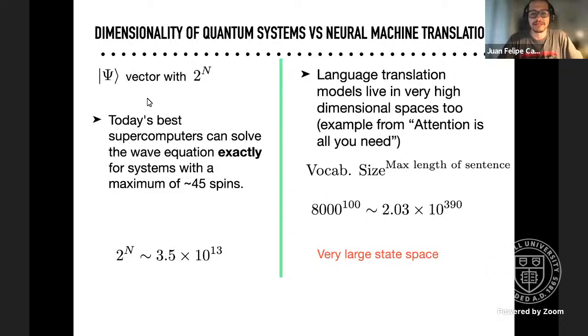So in quantum mechanics, a quantum state is a 2 to the n dimensional vector.